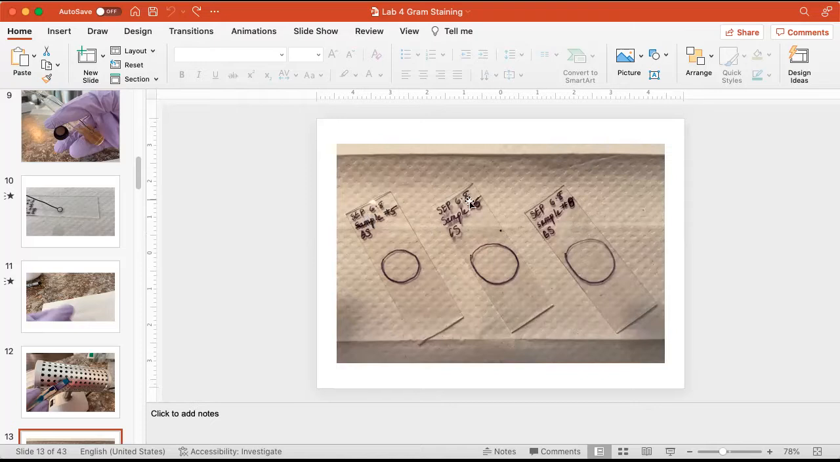So you can see all of these are labeled. You can also see here that I've drawn a circle with a Sharpie. Remember, that's also an option. It helps you find your smear under the microscope when you're just learning. So I would have smeared out my cells right inside that circle. And when I go to the microscope, I can use that black line as a guide to help me find my cells.